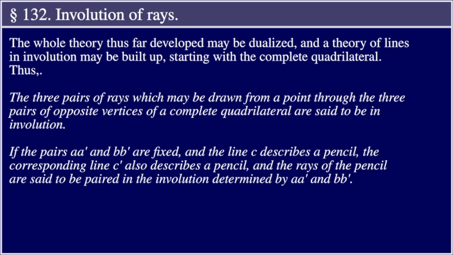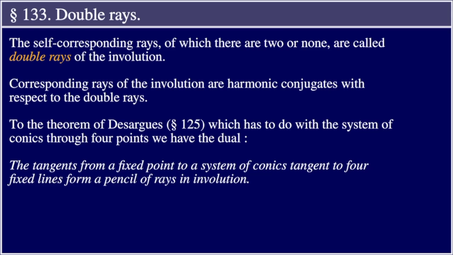If the pairs AA' and BB' are fixed, the line C describes a pencil, the corresponding line C' also describes a pencil, and the rays of the pencil are said to be paired in the involution determined by A and A'. Section 133, Double rays. The self-corresponding rays, of which there are 2 or none, are called double rays of the involution. Corresponding rays of the involution are harmonic conjugates with respect to the double rays.